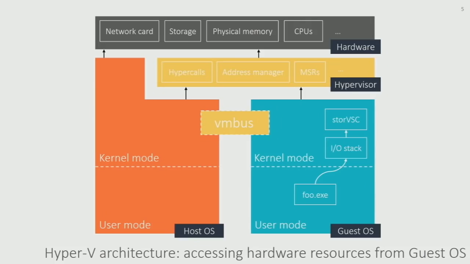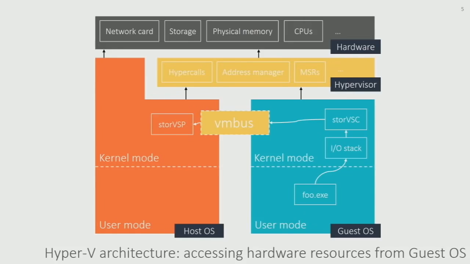And basically the idea is that this store VSC is going to provide an interface that looks like a hard drive and is instead going to talk to this big blob in the middle called the VMBus. And the VMBus you can think of as a communication channel between the guest and the host. And then on the other end of the VMBus, in the host, you're going to have the equivalent to store VSC, store VSP. In this case, VSP is Virtualization Service Provider.